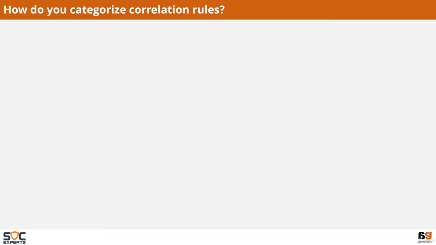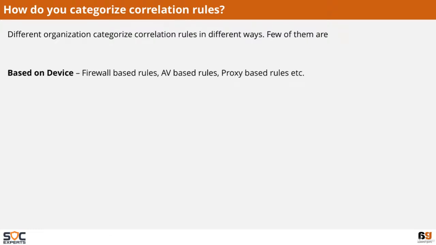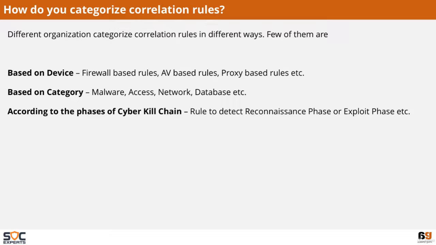How do you categorize correlation rules? Different organizations categorize correlation rules in different ways. A few of them are based on the device, that is, correlation rules based on firewalls, antivirus, and proxy. Based on category, that is, malware category, access control, network categories, and database category. According to the phases of the cyber kill chain, rules to detect each phase of the cyber kill chain.